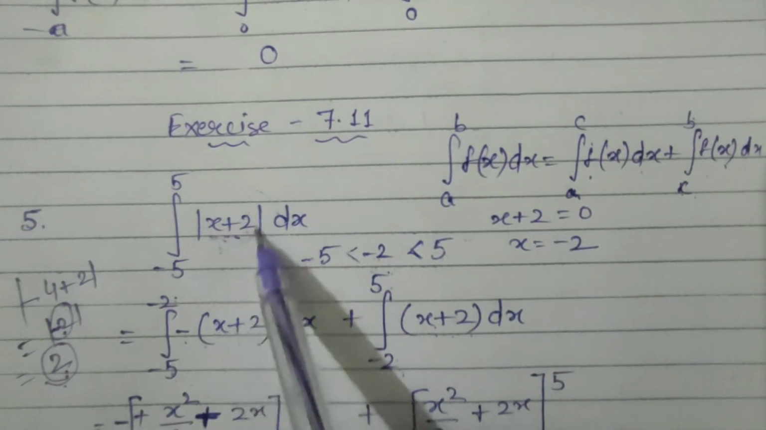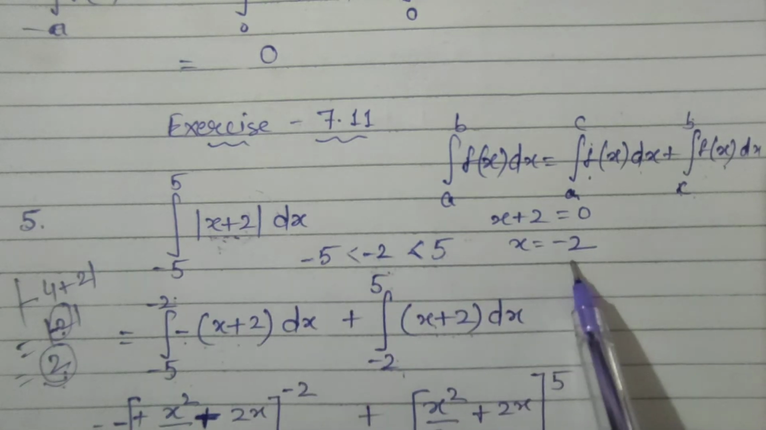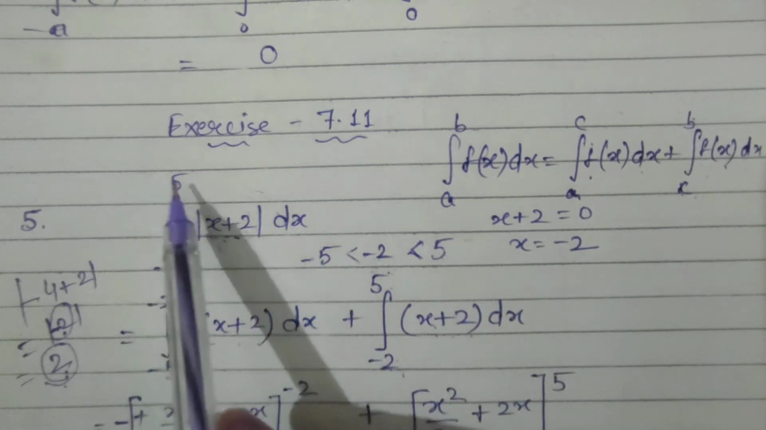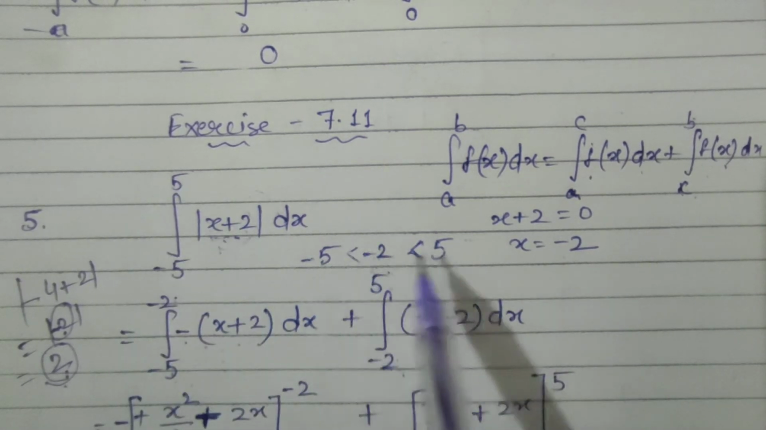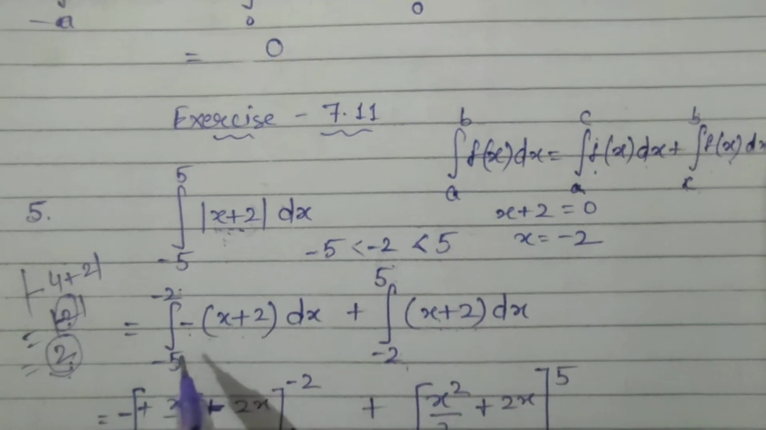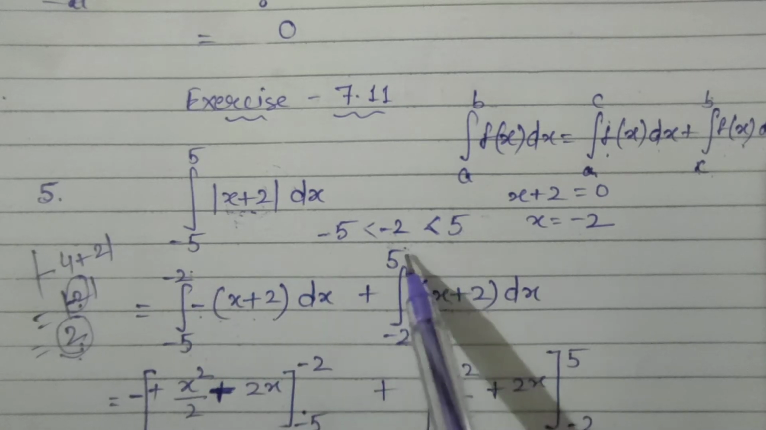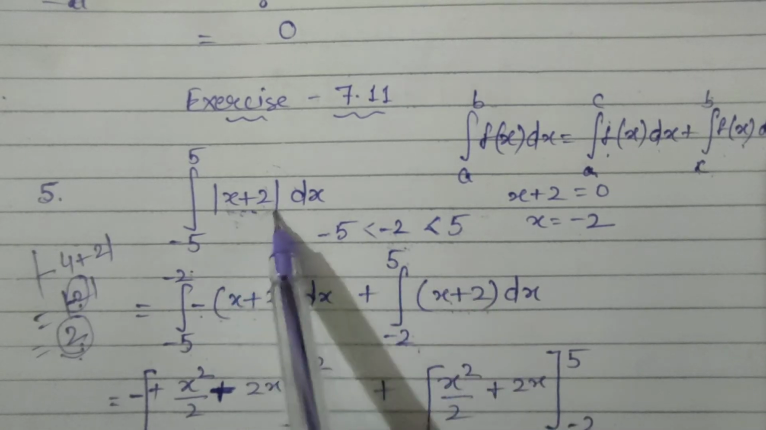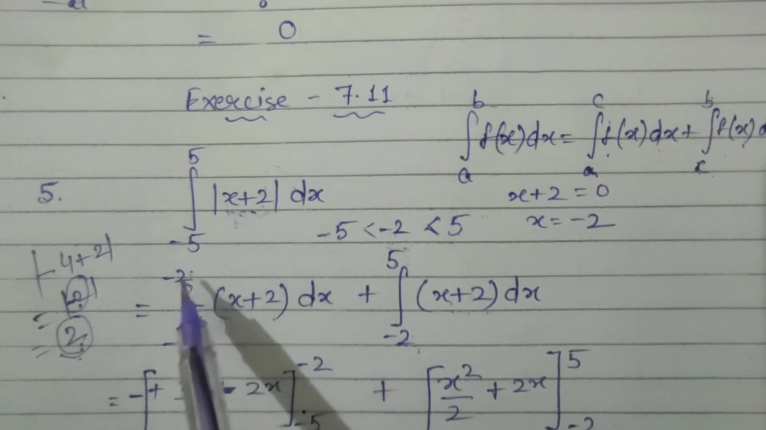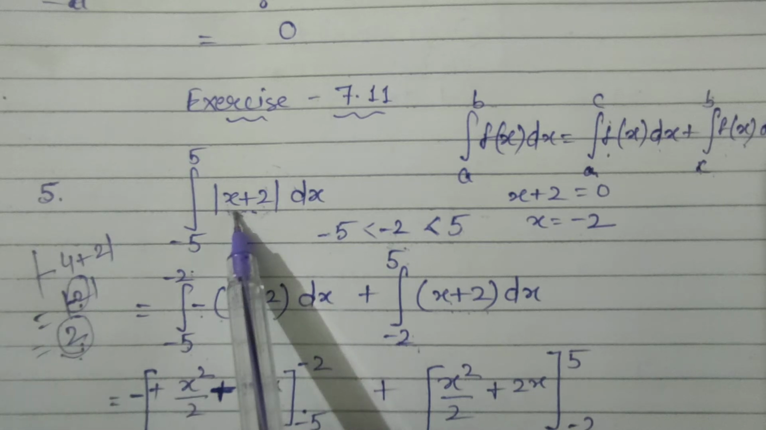Firstly we will check where it is 0. So x plus 2 is 0, x is equal to minus 2. It is 0 at minus 2, and minus 2 lies between minus 5 and 5. So we will take the limits as first minus 5 to minus 2 and the other one minus 2 to 5. Then we will check whether x plus 2 is negative or positive.